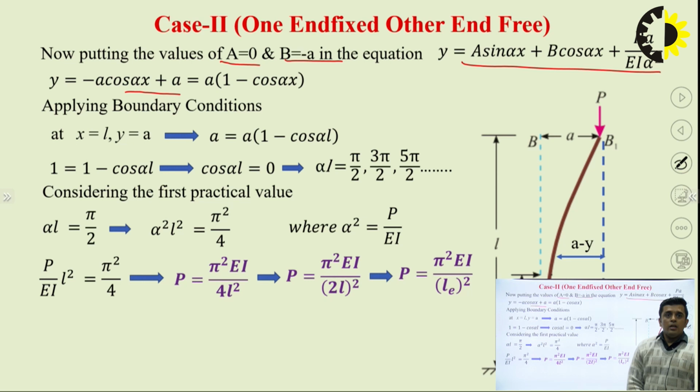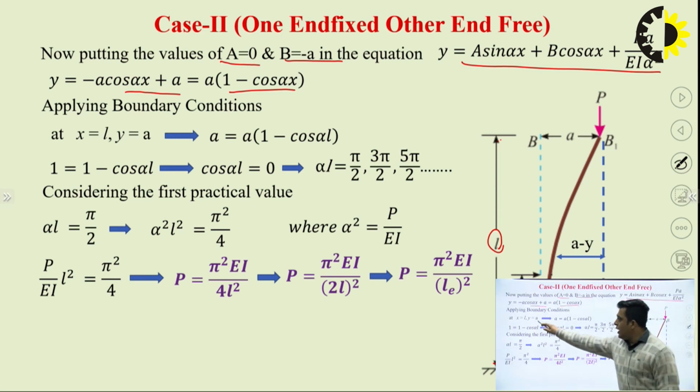We are getting y equal to a into 1 minus cos alpha x. Now, if you observe this figure, at x equal to L, if you are moving from this point to this point, you are traveling the distance L. This is x. At x equal to L, y is equal to a.